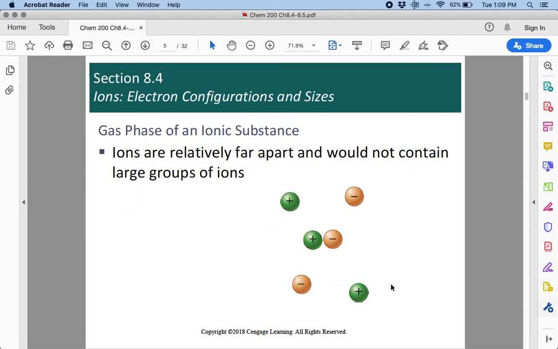Obviously, when we're in a gas phase, dealing with non-ideal gases, we're moving on from our ideal gas days where we said it didn't matter what they were. We know that if we had gas phase ions, some of the same attractive and repulsive forces would be there as well.